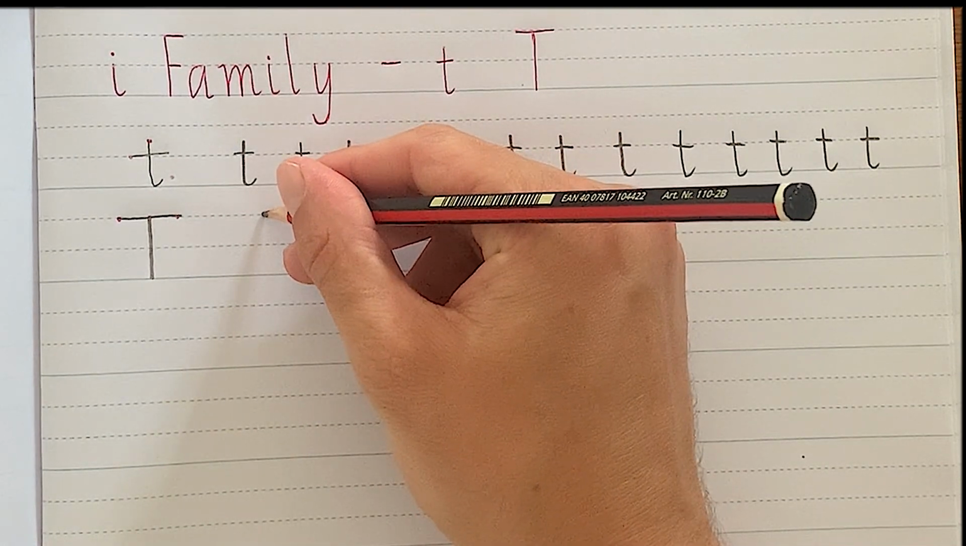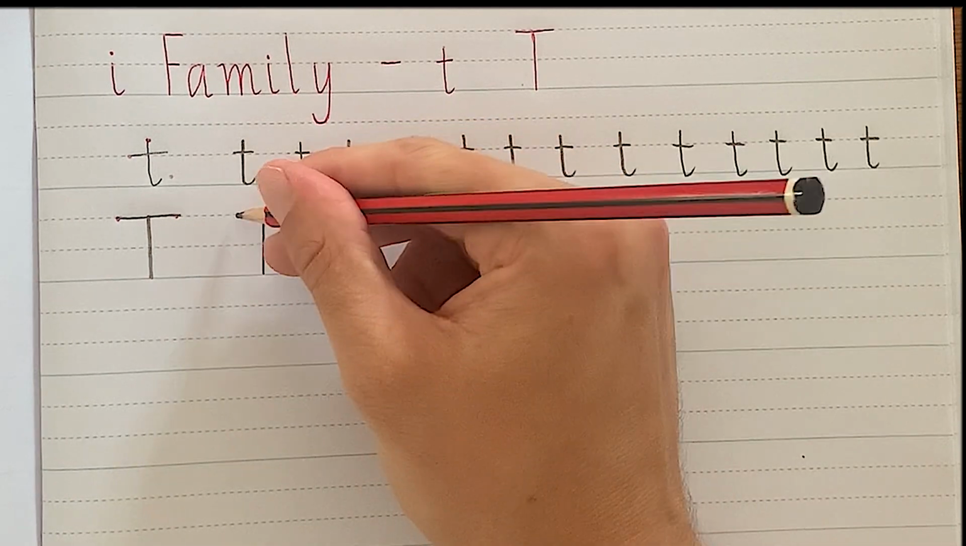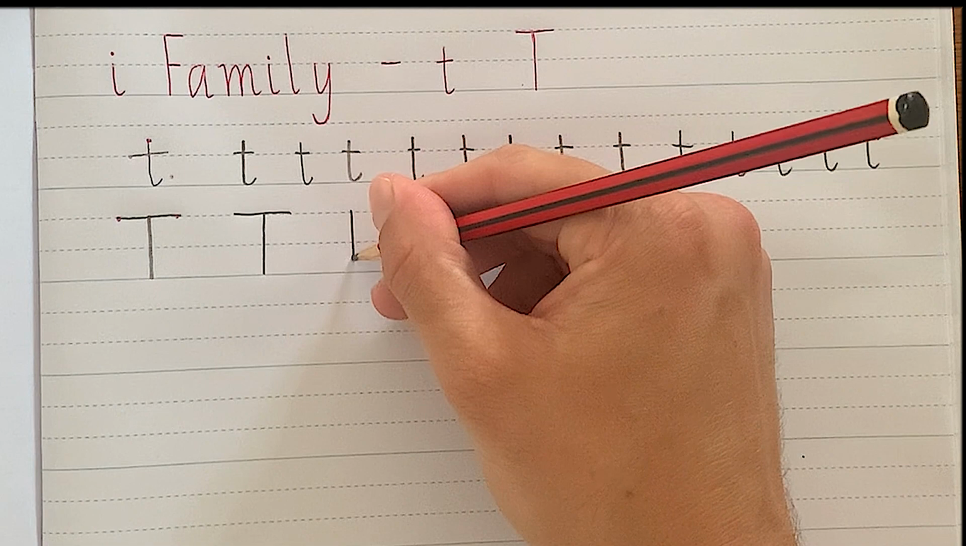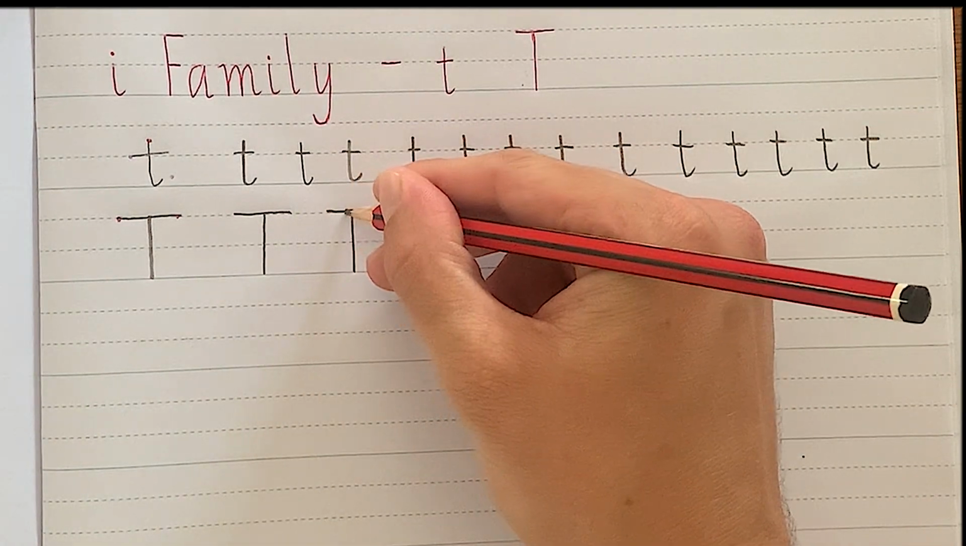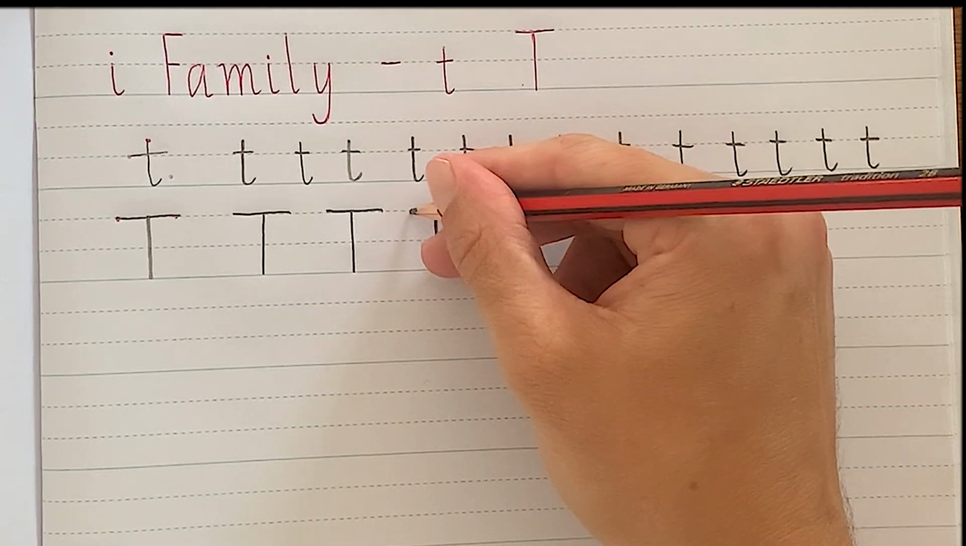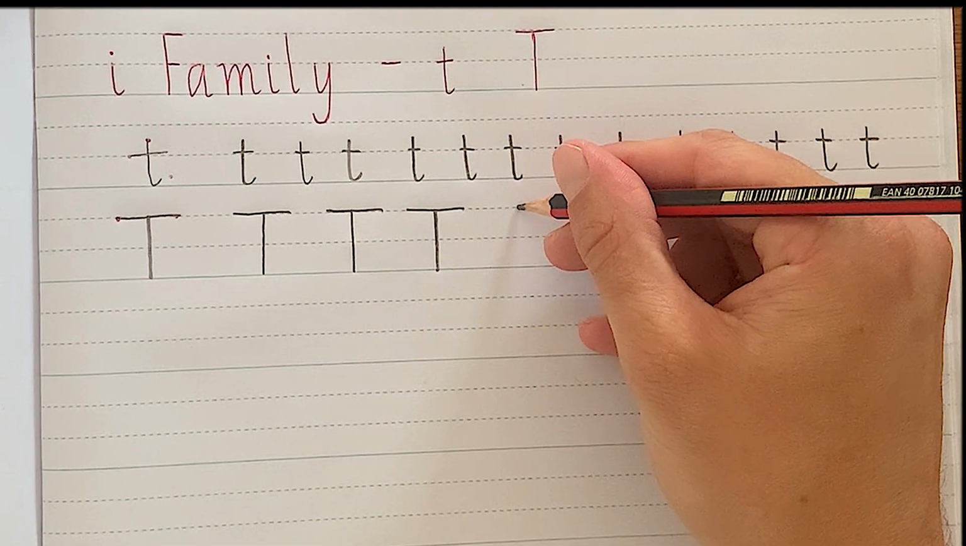Okay, let's go through a few. So start at the top dotted third, go all the way down to the thick line, and then put the cross at the top. Same again. Cross at the top. Same again. Cross at the top. And now I'm going to go through and you can watch me do a few more.